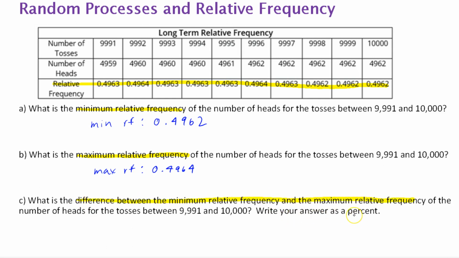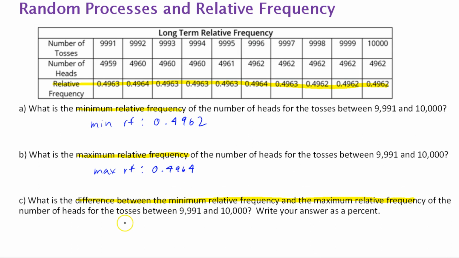And now, just like the last problem, we're asked for the difference between the minimum and maximum relative frequency, and to write our answer as a percent. Okay. So remember when we only had 10 tosses, the difference between the minimum and maximum relative frequency was 50%. Our smallest was 0%, our largest was 50%.